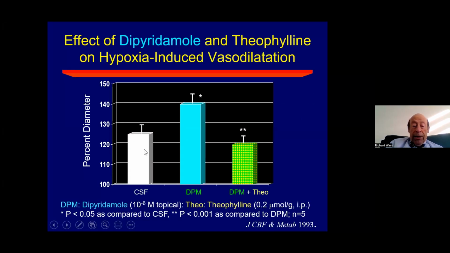And here's what we see. Here's vasodilatation with MOX-CSF, about 25%. Here's in the presence of dipyridamole, an exaggerated effect. And now we can block this effect. In other words, dipyridamole and theophylline down with theophylline, showing that this exaggerated effect is related to dipyridamole's inhibition or attenuation of the uptake of adenosine. There's more adenosine in the interstitial space.